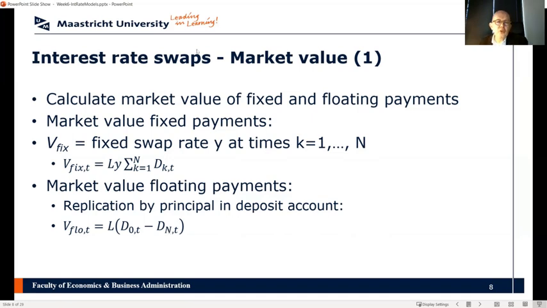So even though we do not know what the future floating interest rates are going to be, I can already determine today, at time small t, what the NPV of all those unknown floating payments is going to be, because I can use this replication argument. I can always replicate a stream of floating payments by rolling over a given amount of money, capital L, in a money market account.